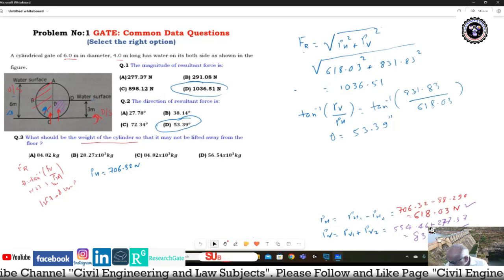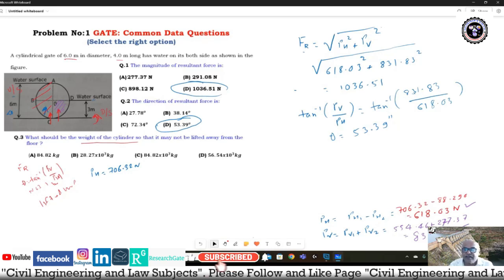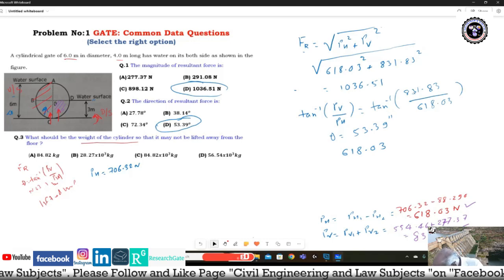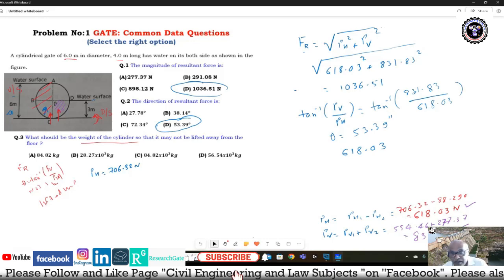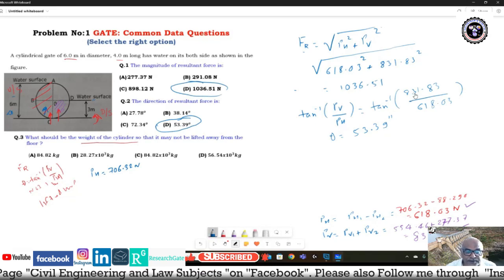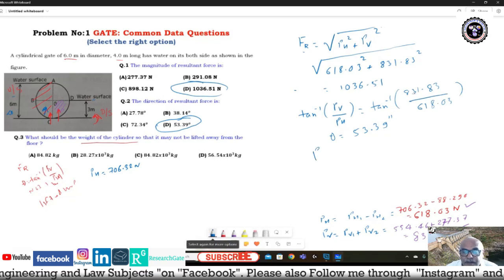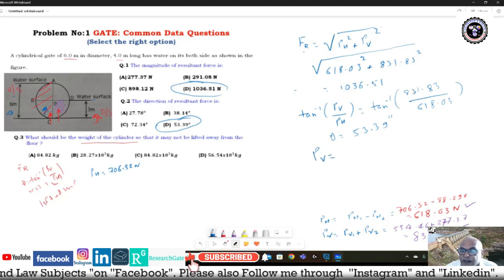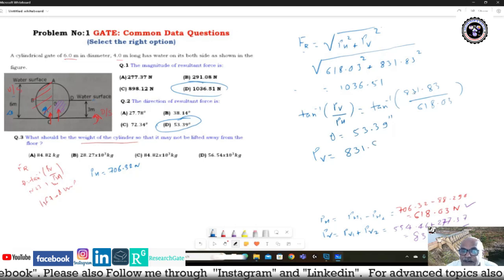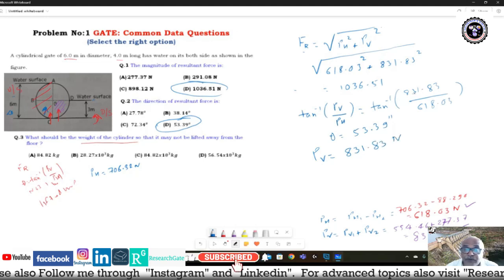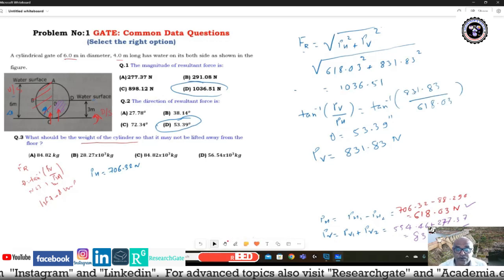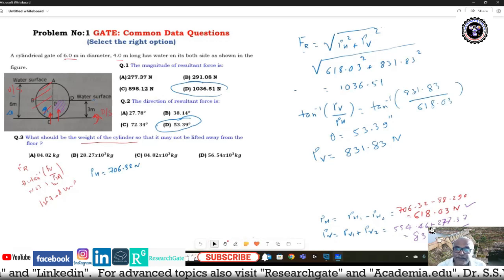What should be the weight so that it should not be lifted away? So what is the net upward force? Net upward force is PV. PV is equal to 831.83, but this is in Newton, and we want the answer in kg. So divided by 9.81.